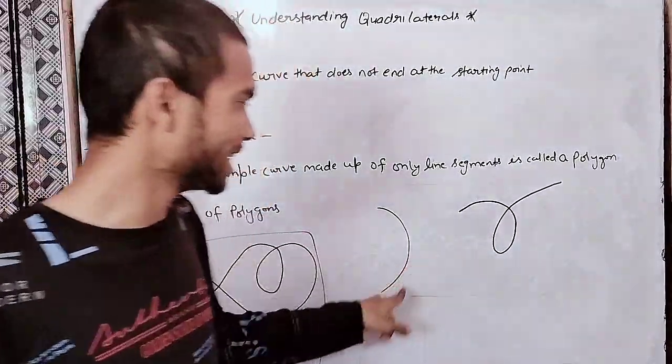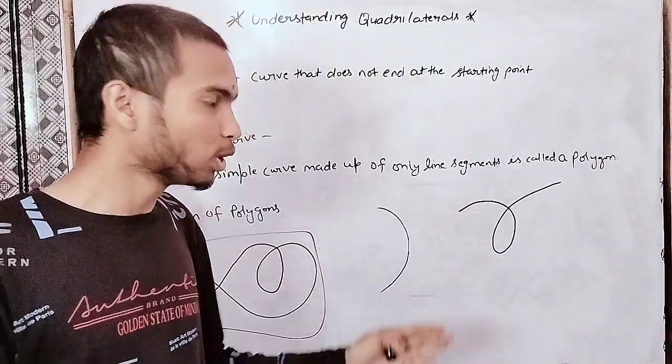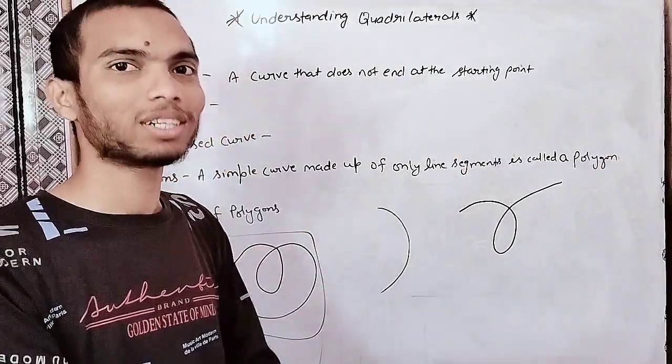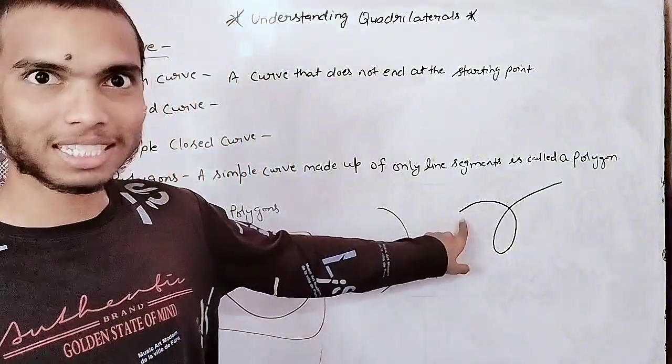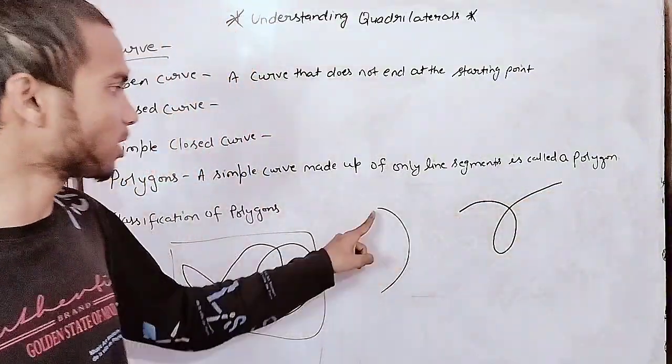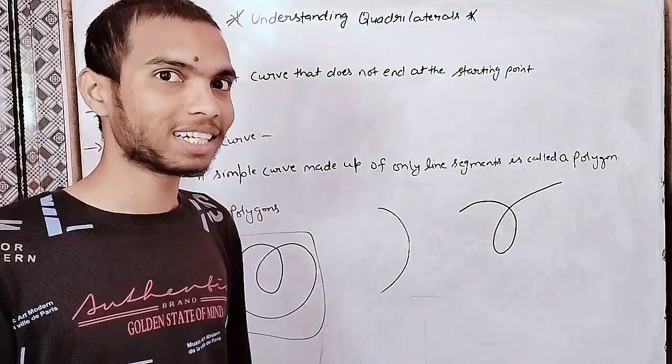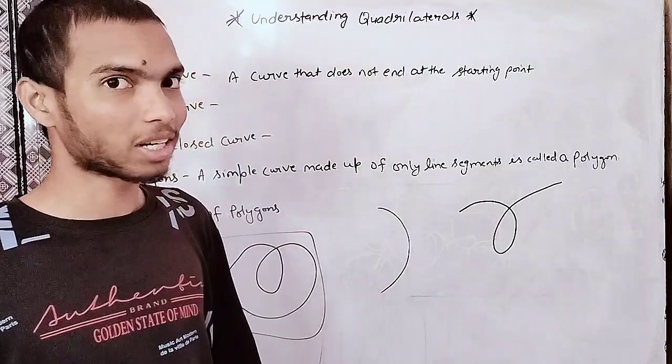But in this case, you are looking at both points that are not at a place. The first point is here and the second point is here. This is the meaning of an open curve.